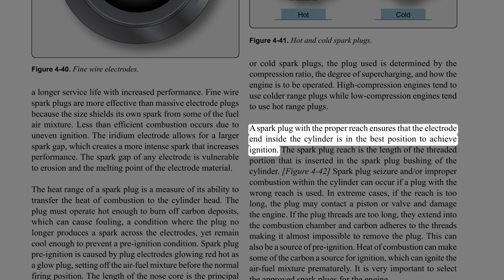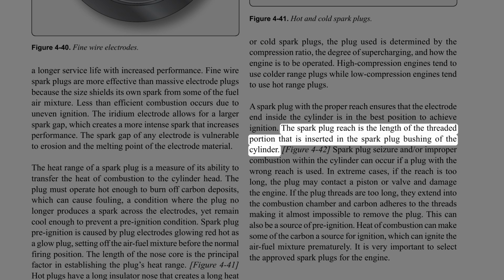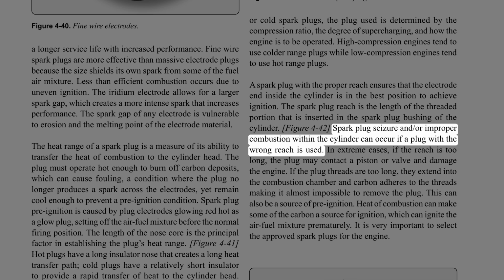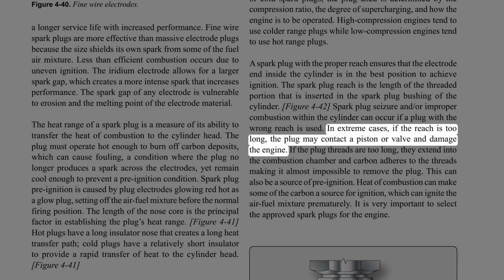A spark plug with the proper reach ensures that the electrode end inside the cylinder is in the best position to achieve ignition. The spark plug reach is the length of the threaded portion that is inserted in the spark plug bushing of the cylinder. Spark plug seizure and/or improper combustion within the cylinder can occur if a plug with the wrong reach is used. In extreme cases, if the reach is too long, the plug may contact a piston or valve and damage the engine.